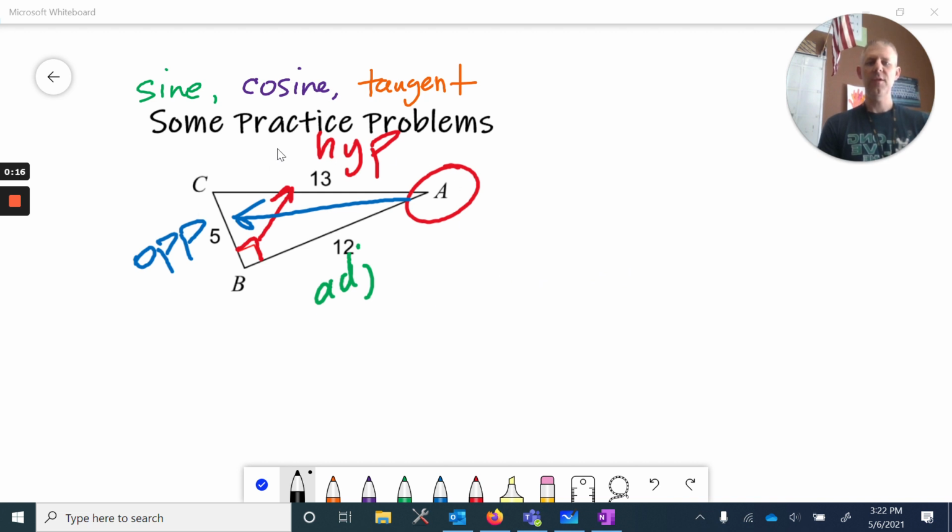In the last video, we talked about labeling. And so here's the triangle I labeled last time, where A is my reference angle. I labeled my hypotenuse, my opposite, and my adjacent. So if you're not sure where that came from, go back to the last video about labeling right triangles. So we're going to talk about sine, cosine, and tangent. I spelled them all out for you.